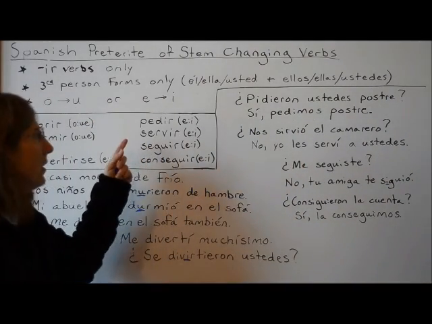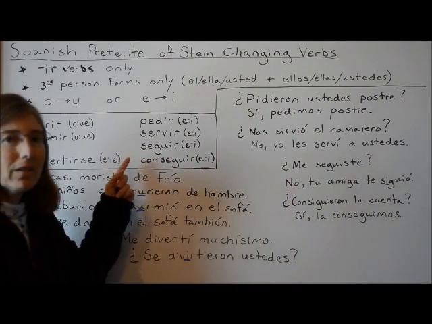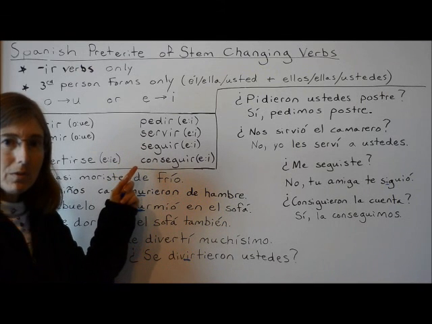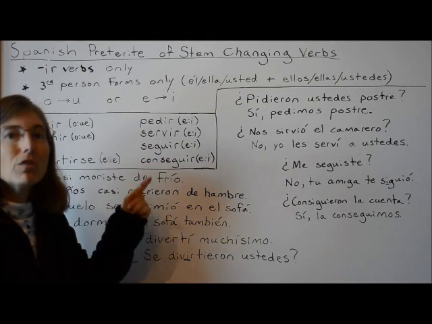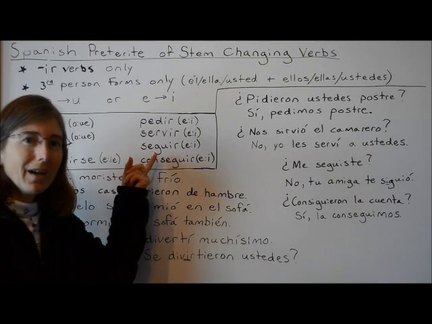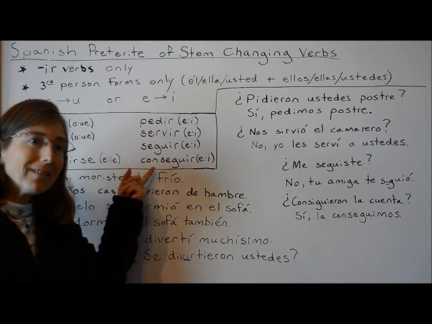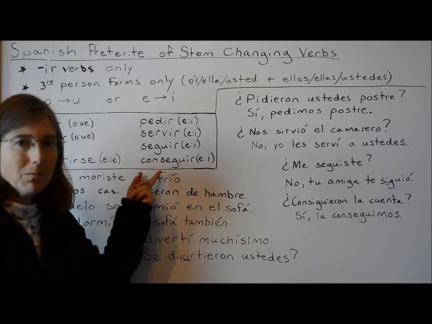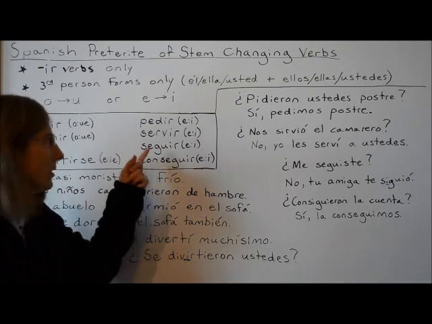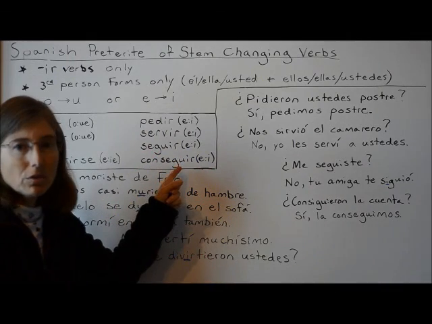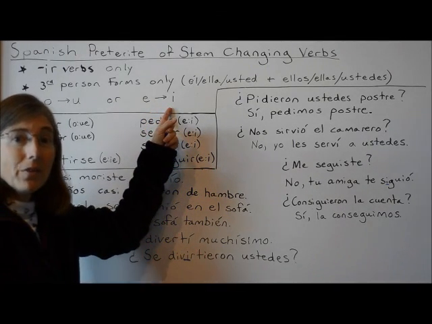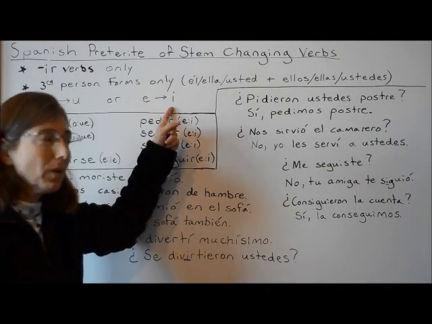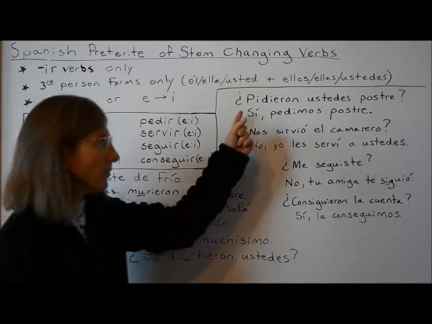These verbs, pedir, servir, seguir, and conseguir, these are all IR verbs, and they have an E to I stem change in the present tense. So in the preterite tense, because they're IR stem changing verbs in the present, in the preterite, they're also going to stem change in the third person forms. Because they're E to I stem changers in the present tense, they're going to be E to I in the third person forms only in the preterite tense.